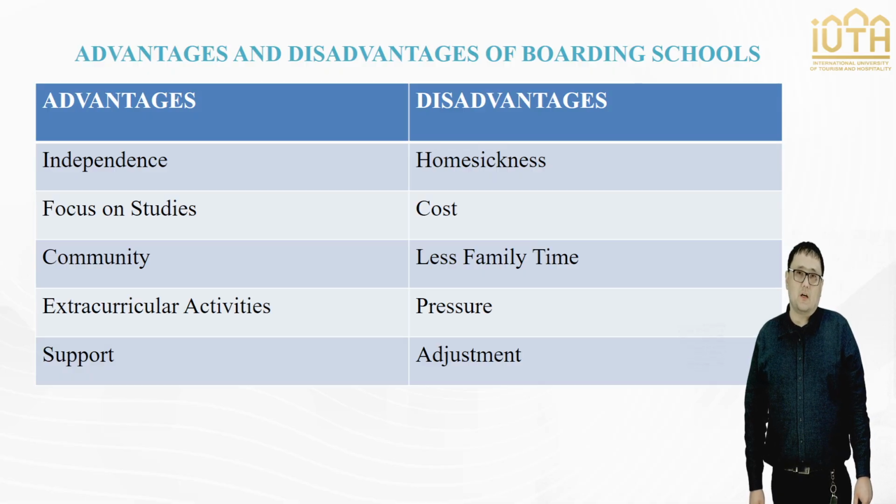Now it's a turn to point out some disadvantages of going to boarding schools. The first one, homesickness. Being away from family and friends can be emotionally hard. The second one, cost. Boarding schools can be expensive due to tuition, housing, and meals. The third one, less family time. Students miss daily contact with their families. The fourth one, pressure. Some students may feel stress from strict rules and academic expectations. The fifth one, adjustment. It can take time to get used to living away from home and new routines.